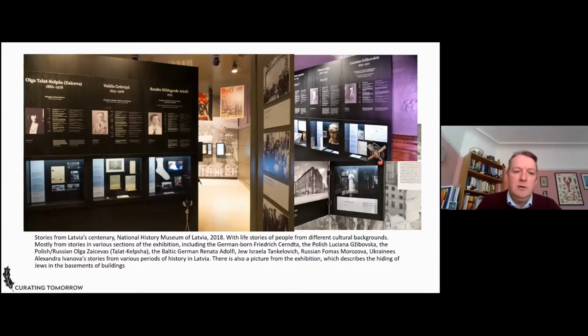And then this was an exhibition from the story of Latvia's centenary in 2018. So we have here the life stories of people from a range of different ethnic groups, cultural groups, of their life. What was their experience in Latvia? So we have a Russian, actually I've not written down that caption correctly, but we can see a Polish Russian, Olga, Valdis, and Renata.